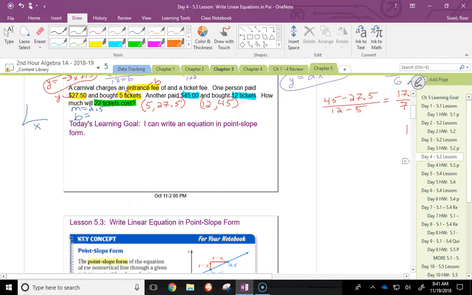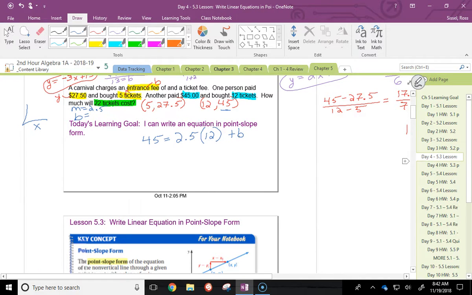What we will now do is, I know my slope is 2.5, but do we know what our y-intercept is? No. So we have to do the same thing we've been doing. I'm going to use either one. I'm going to use the 45, even though it's a bigger number, because I don't want to mess with the decimal. So y is 45 equals, my slope is 2.5, my x was 12, plus b.